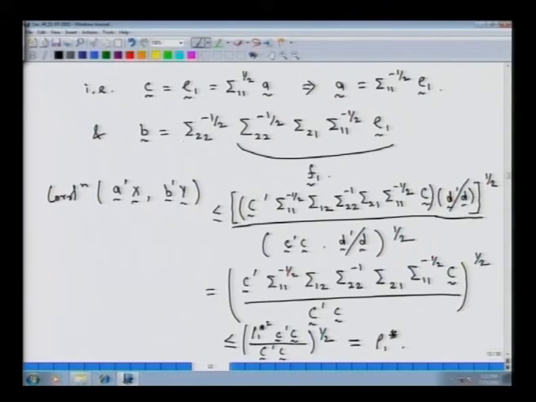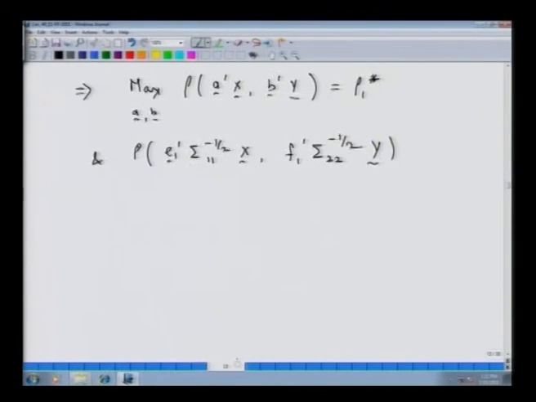So, by choosing B, this is just B equal to sigma 22 to the power minus half times F 1, where F 1 is the eigenvector orthonormalized corresponding to that A prime A matrix. So, what we are going to have is this correlation. It is elementary actually to look at what this expression is equal to. This is E 1 prime sigma 11 to the power minus half times the covariance between x and y, that is equal to sigma 12, this times sigma 22 to the power minus half. Oh, I am writing the entire thing here, not exactly the covariance term.